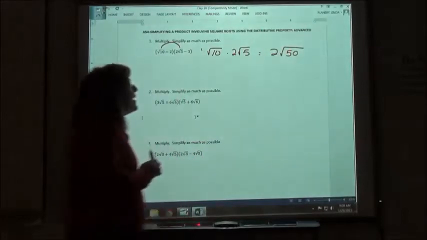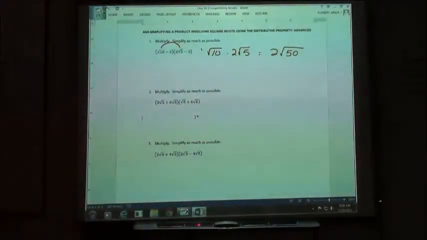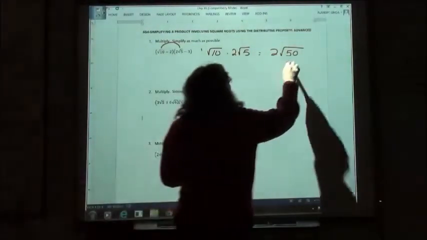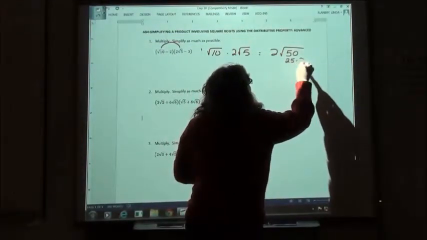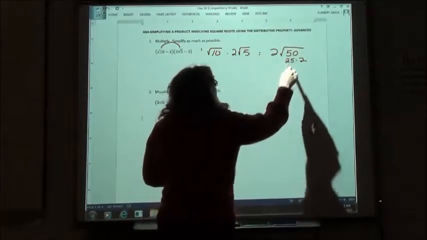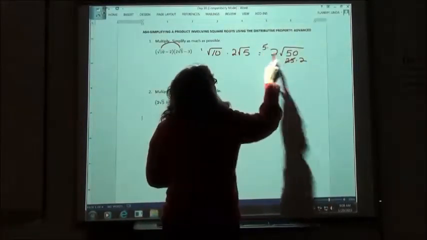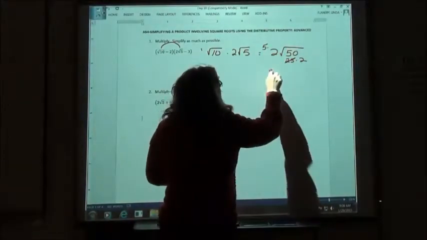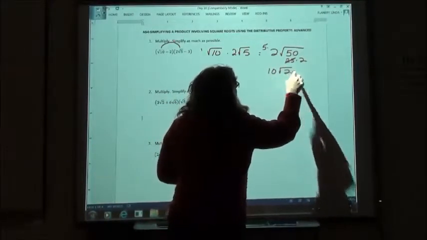Square root of 10 times the square root of 5 was square root of 50. We then have to think, can I simplify that? Does 50 have any factors that are perfect squares? In this case it did. It was 25 times 2. So we took the square root of 25, which was 5. We multiplied it by the number in front, which gives me 10 square root of 2.